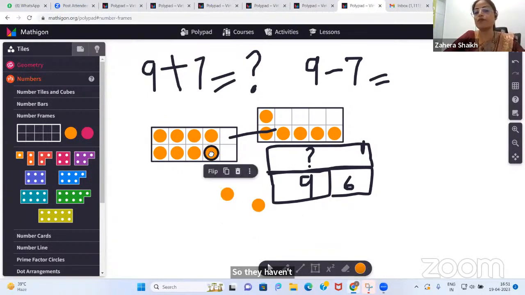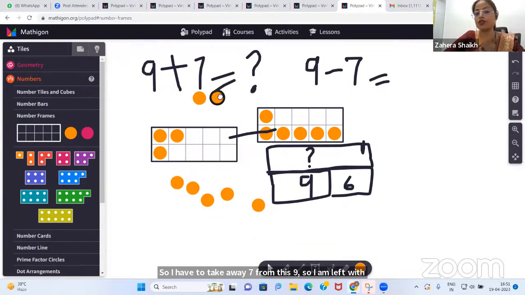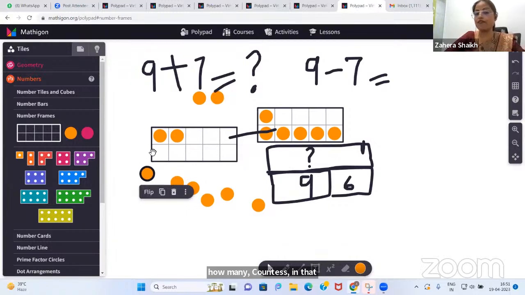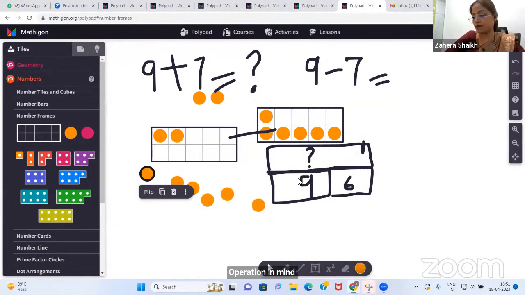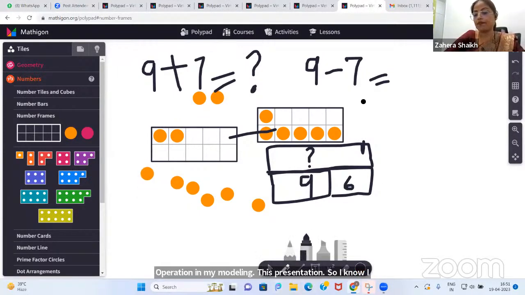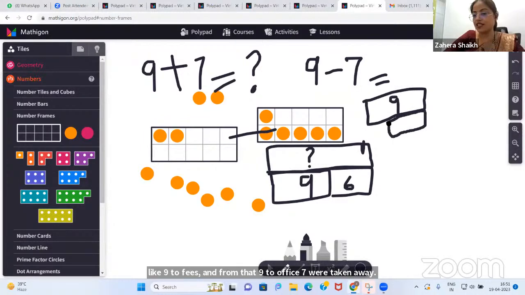So I have to take away 7 from this 9. So how many counters am I left with in that particular ten frame? I have only 2. So how am I going to represent this operation in my modeling, in this presentation? I know I have a whole number like 9 toffees, and from that 9 toffees, 7 were taken away. So I will represent this as 7, and I don't know what is left with me.